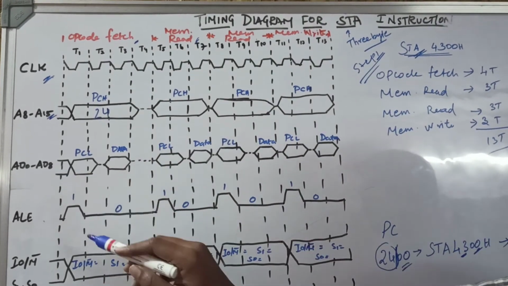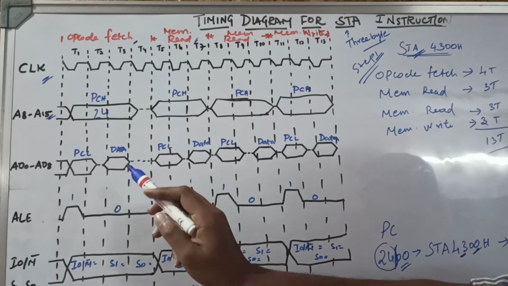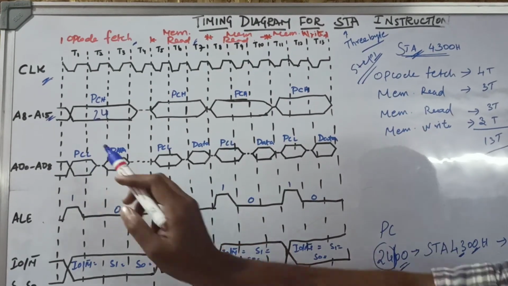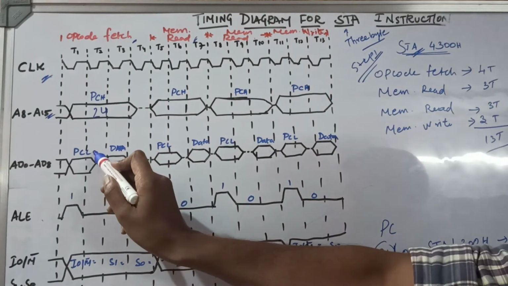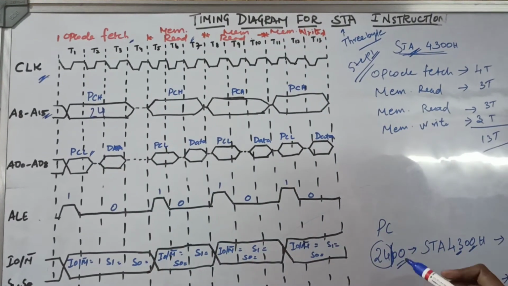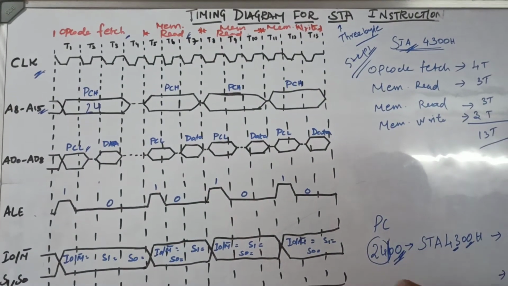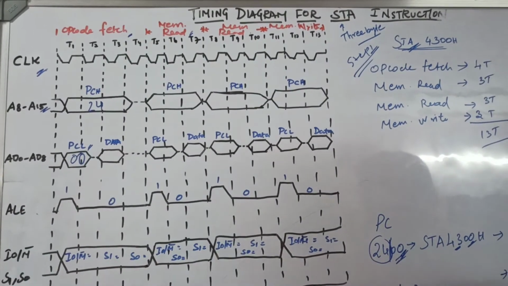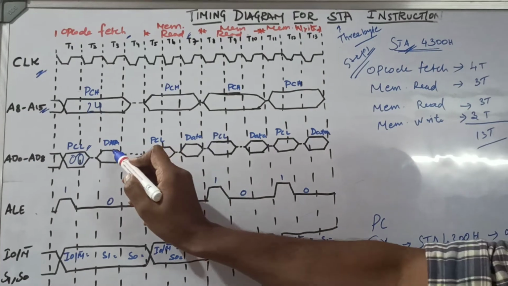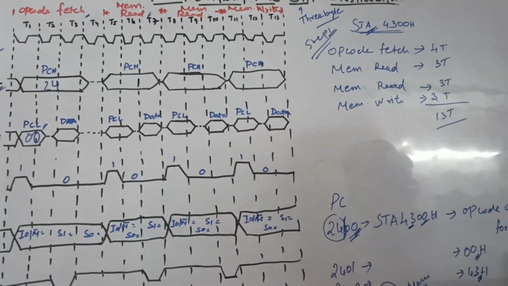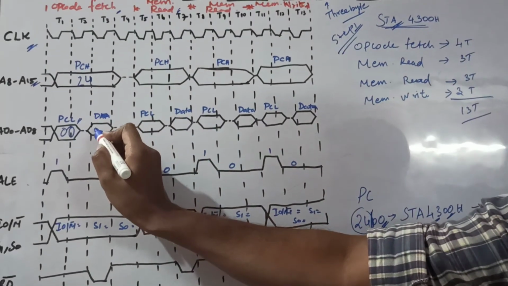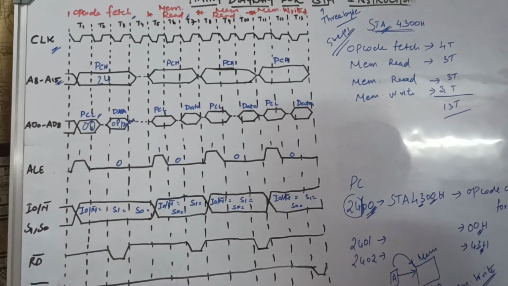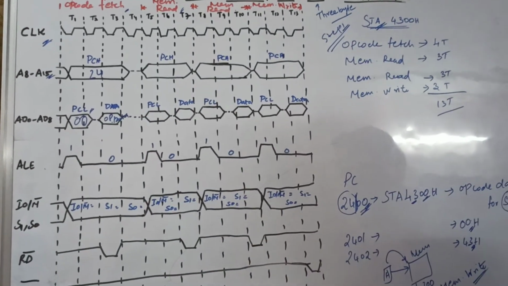After that, AD0 to AD7 is the multiplexed address and data line. This bus carries the address as well as data. PCL represents the program counter lower value. Here the lower value is 00H, so you write the lower value 00. Then you get the opcode data for the STA, so here you write the opcode data for the specified instruction STA.